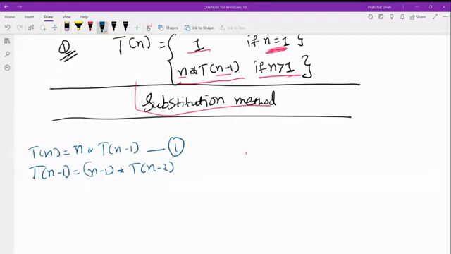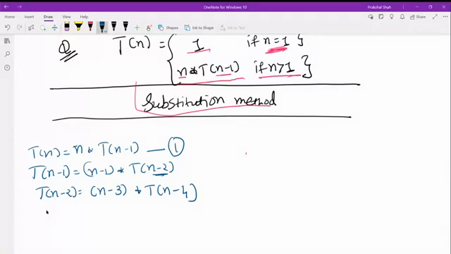Now if I have n minus 2 and I put n minus 2 here, it will be n minus 3, right? If I put n minus 2 here, can I say that it will be n minus 3 into T of n minus 4? Am I correct here, people? Yes or no?